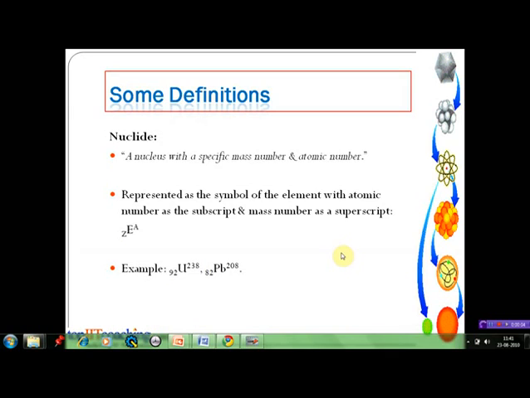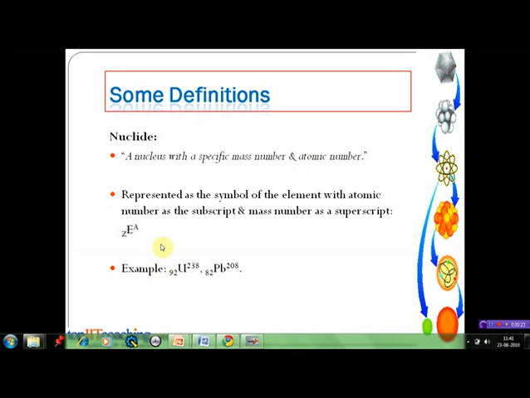Now let's discuss some of the definitions that we are going to use very frequently in nuclear chemistry. The first one is nuclide. A nucleus with a specific mass number and atomic number can be termed as a nuclide. Each and every element can be represented in the nuclide form.